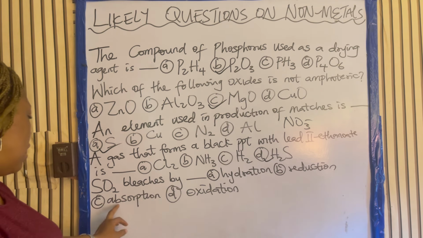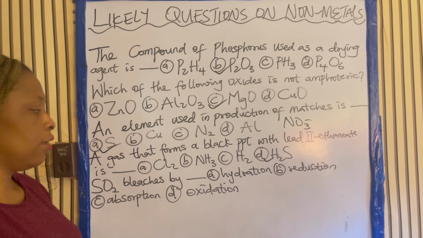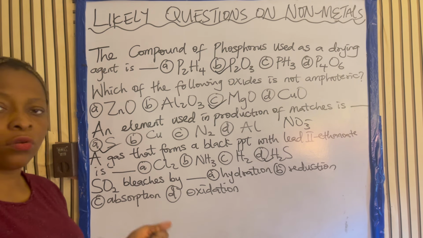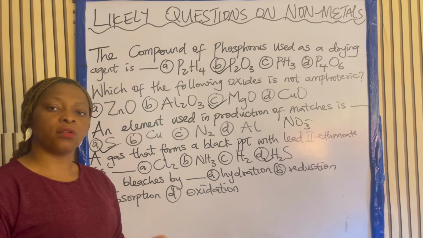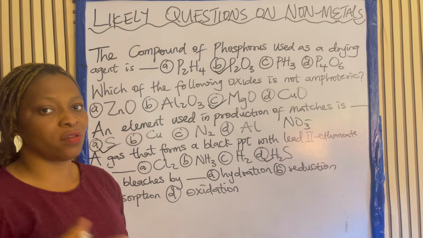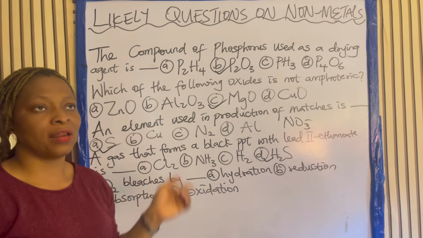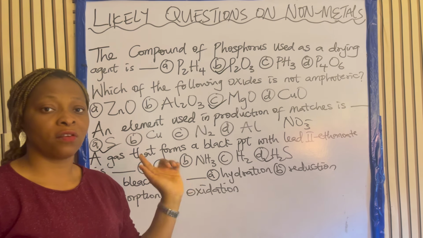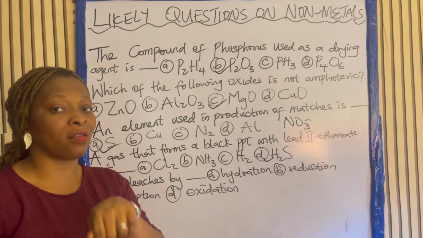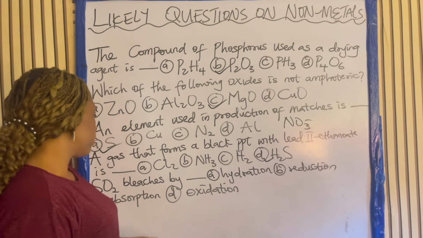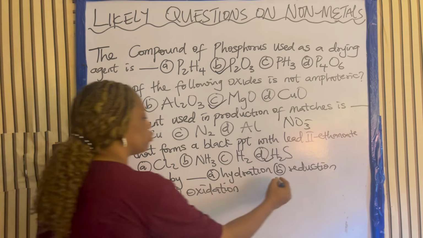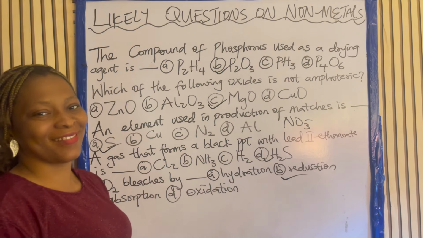Sulfur 4 oxide bleaches by what? Hydration, reduction, absorption, oxidation. Definitely, sulfur 4 oxide is a strong reducing agent. It's not an oxidizing agent. It only acts as an oxidizing agent when it comes in contact with a stronger reducing agent like hydrogen sulfide. When sulfur 4 oxide and hydrogen sulfide are reacting, hydrogen sulfide is the stronger reducing agent, so in that case sulfur 4 oxide will not act as a reducing agent. But normally, sulfur 4 oxide is a reducing agent, and it bleaches by reduction.